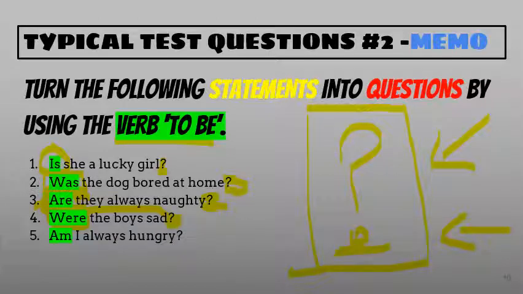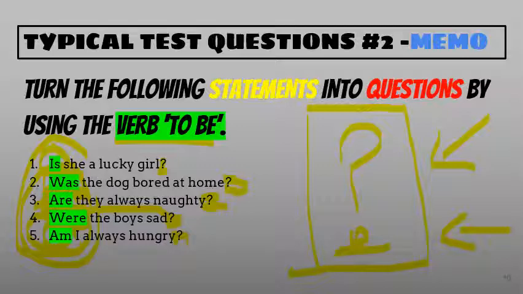And my last statement was, I am always hungry. Then I have to start with, am I always hungry? You will see it's very simple because you simply start with the verb to be that was provided.